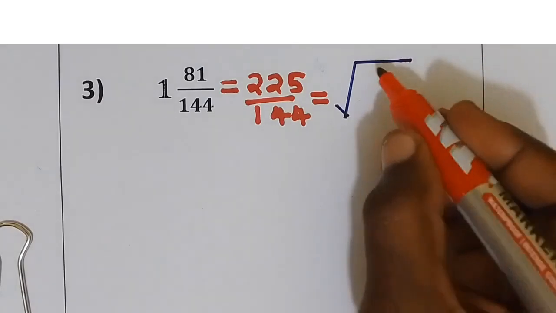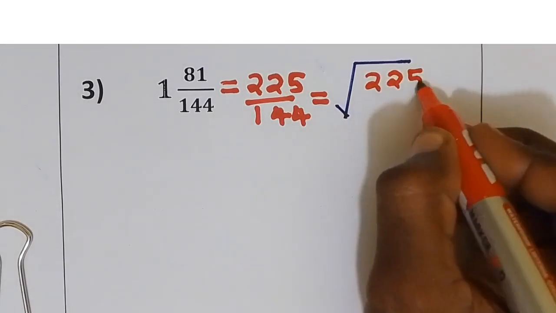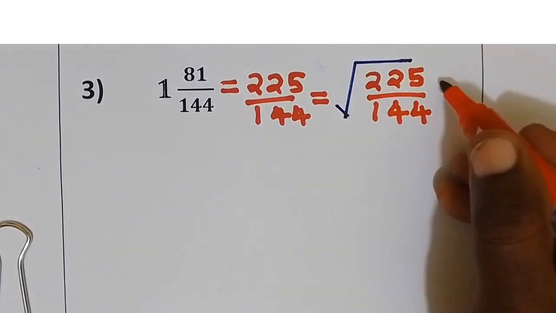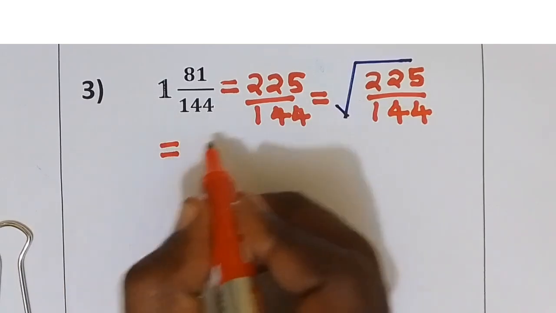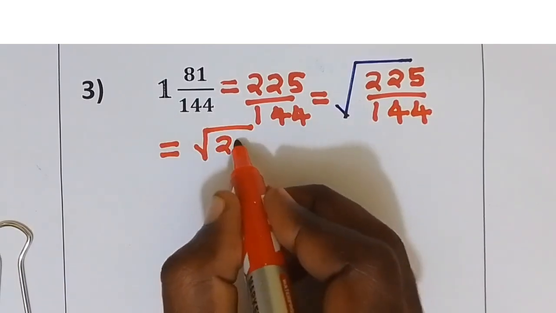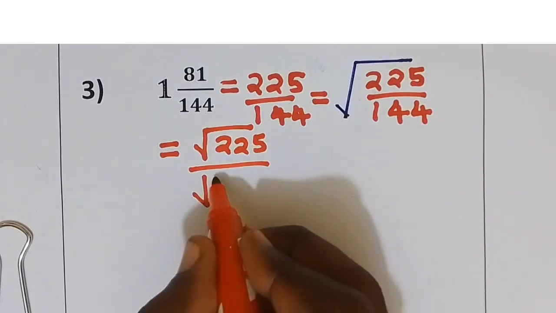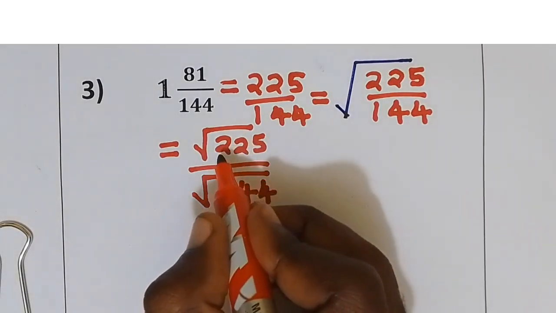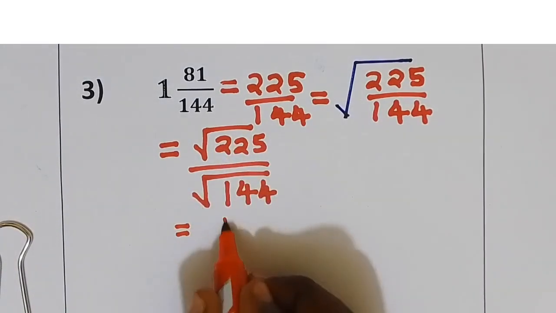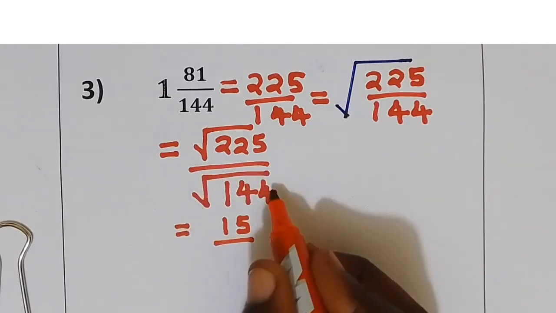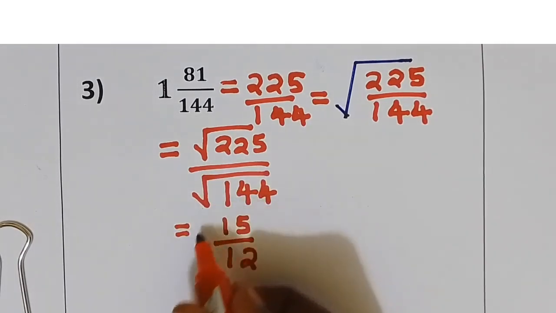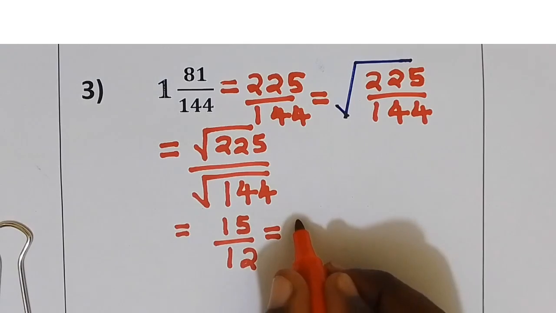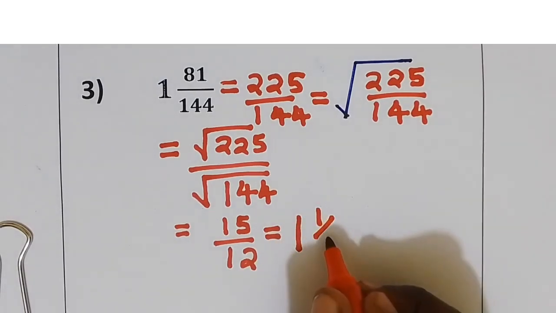Which is equal to the square root of 225 over 144, but I'll split this square root into numerator and denominator. That will be equal to the square root of 225 over the square root of 144. The square root of 225 is equal to 15 over the square root of 144, which is 12. We get the improper fraction. I'll make it a mixed number. That is one whole number, 1 out of 4.